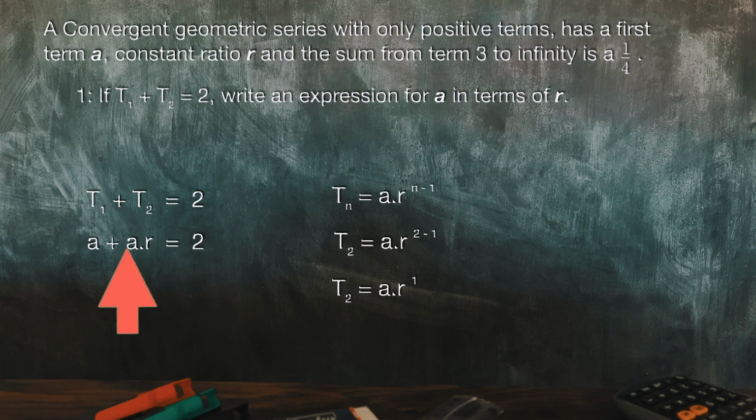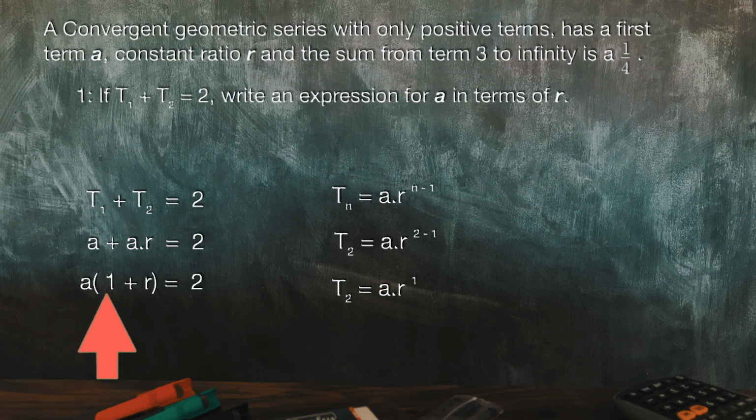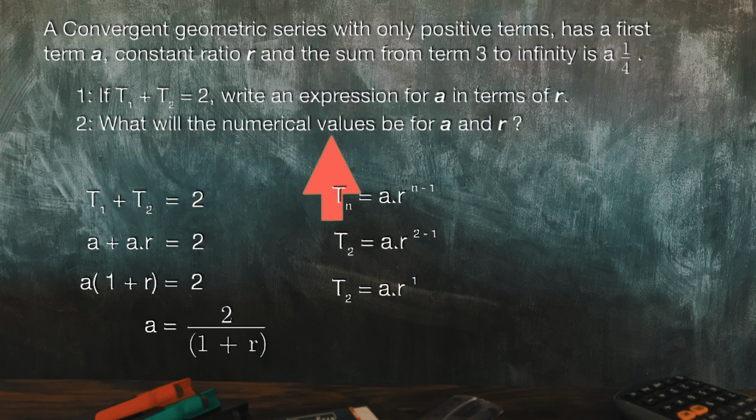And what do we do next? Since this is two terms and this is an equation, we want the terms on the left side to become one term, so we're going to factorize. We take out a common factor a, and then we've got left a times (1 plus r) in brackets equals 2. Now we want to write an expression for a in terms of r, so we want the a to remain here, and then we are simply going to take this 1 plus r and divide with it on the other side. So a is equal to 2 divided by 1 plus r. And that is all there is to it for this question. Now our next question is, what will the numerical values be for a and r? Let's go and have a look.